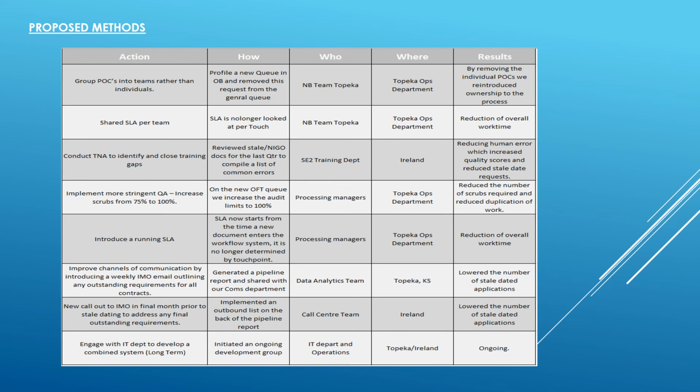introduced call-outs to IMOs in the final month prior to the stale dating, going back to the start. We've implemented this outbound list on the back of our pipeline report. This goes to our call center departments in the relevant teams, and the outbounds are made here within the Irish contact center. This has once again lowered the stale dated applications.